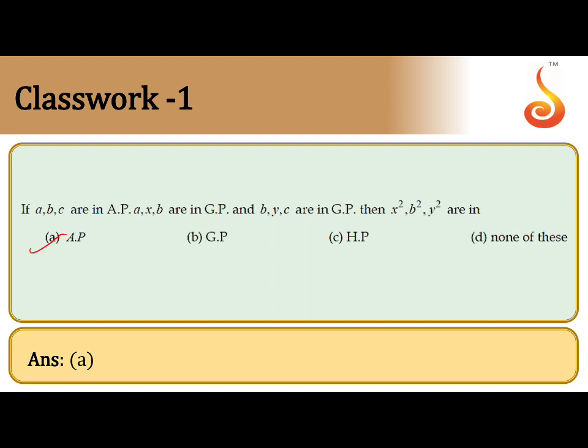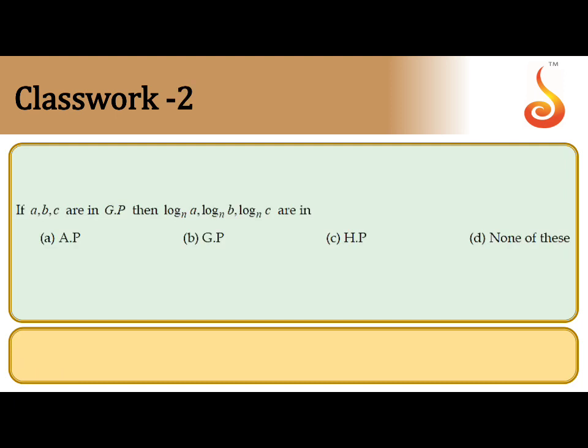Next question. If a, b, c are in GP, then the value of log a, log b, log c are in what, they are asking. So a, b, c are in GP means b square equal to ac. Apply log on both sides with base n. We have one property in logarithms: log a power n is n log a.